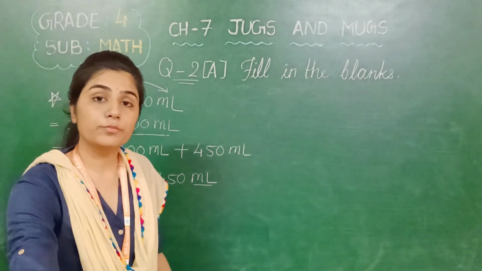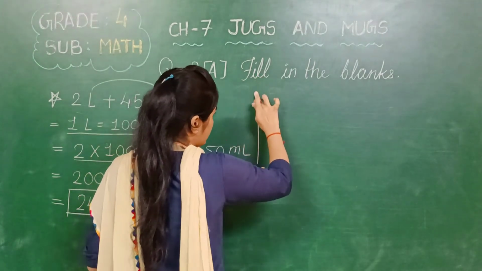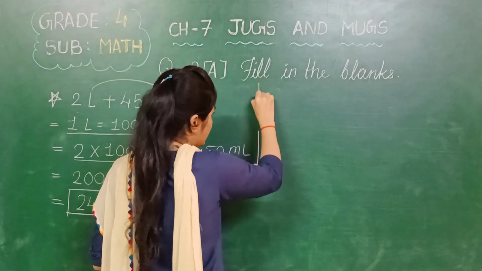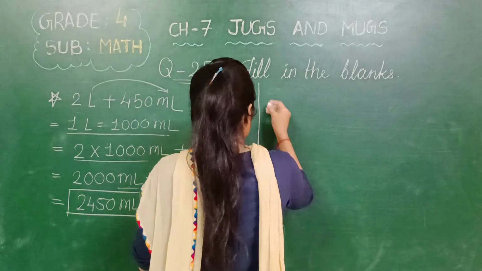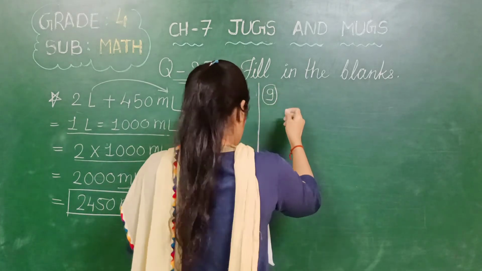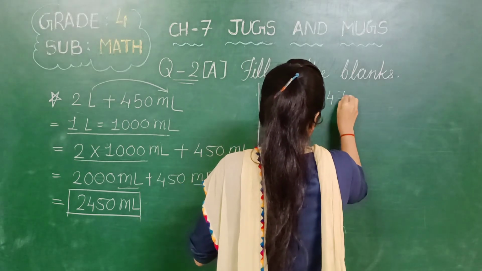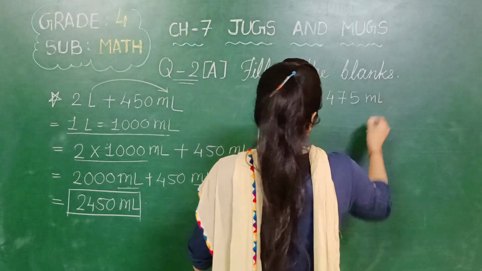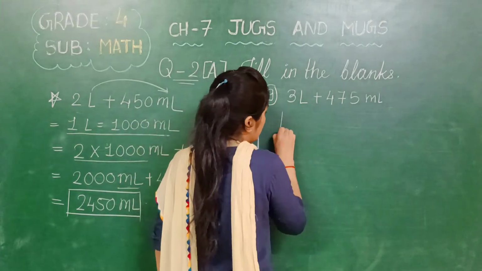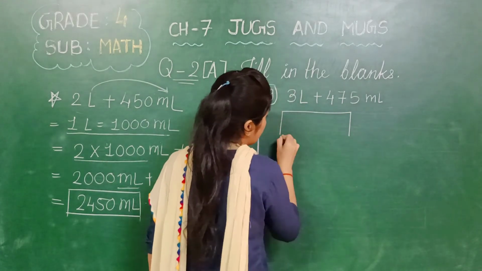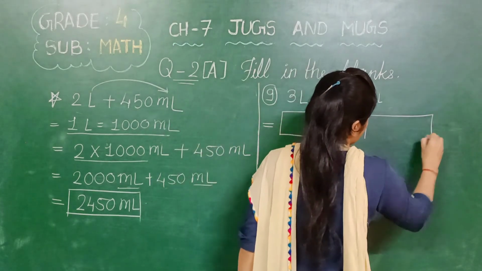Now in the workbook page the blanks are given differently, so let's understand it first of all. In your workbook page, the blanks are given like this. Number 9 is given like this: 3 liter plus 475 milliliter. This is the question. In front of the question, boxes are given for the answers, meaning we have to write the answers in these boxes.